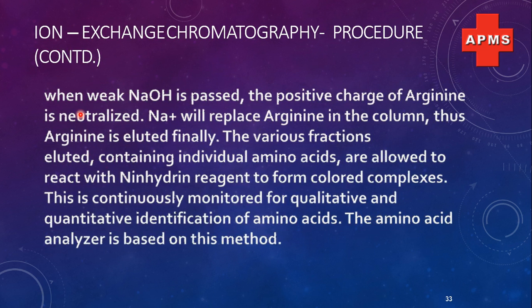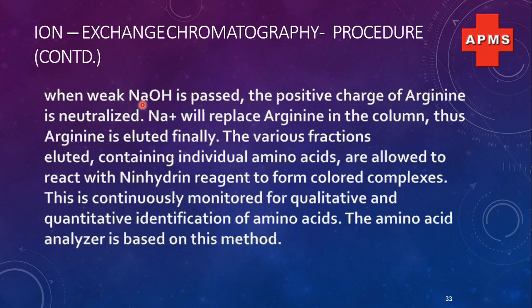Now when the aspartic acid is separated from the column, now the turn is for arginine. When weak NaOH is passed, the positive charge of arginine is neutralized. Here the mobile phase pH is changed. It goes from acidic to basic. In basic medium, this arginine, which was cationic, loses H plus ions and becomes neutralized.